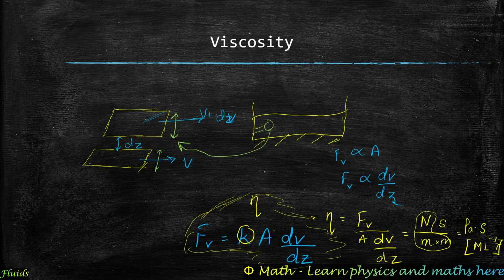So after that, we can say its SI unit is Poiseuille, where this Pascal times second is Poiseuille. We can also call this poise.